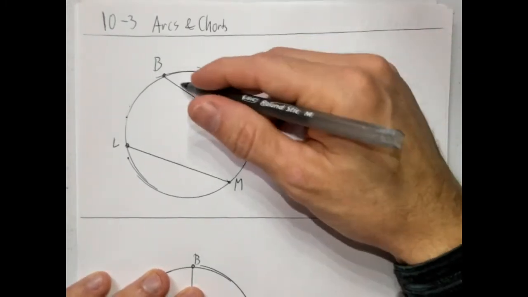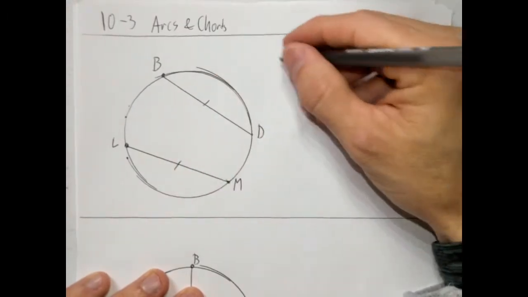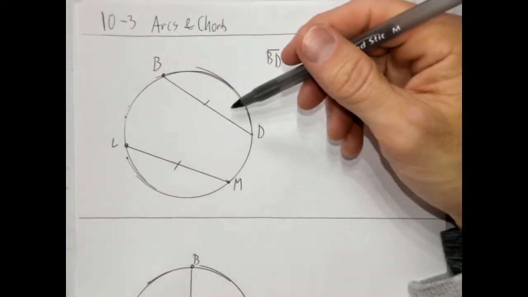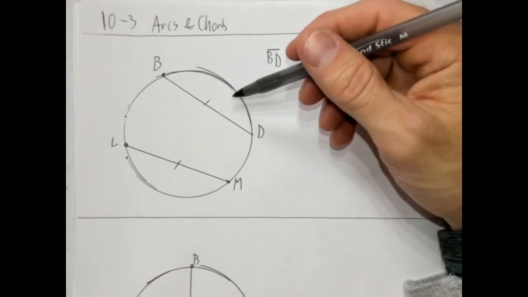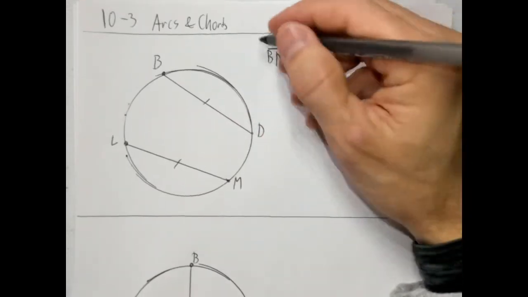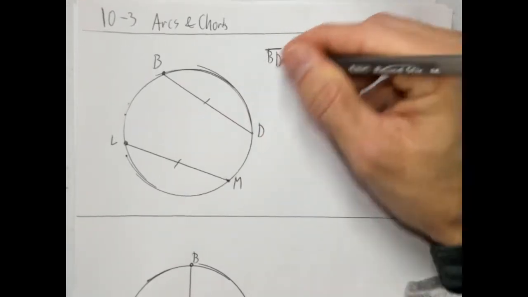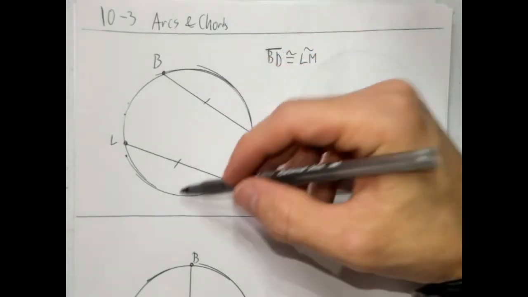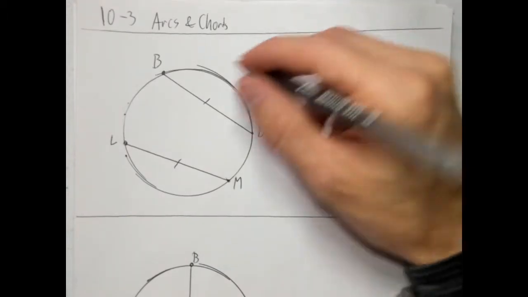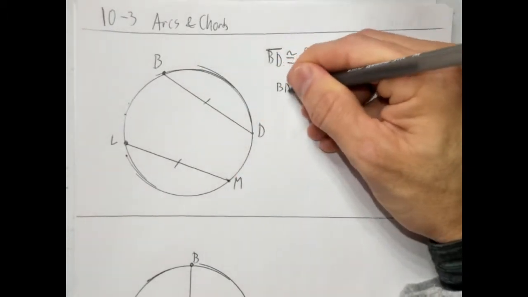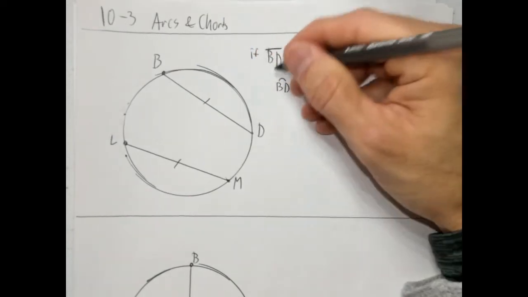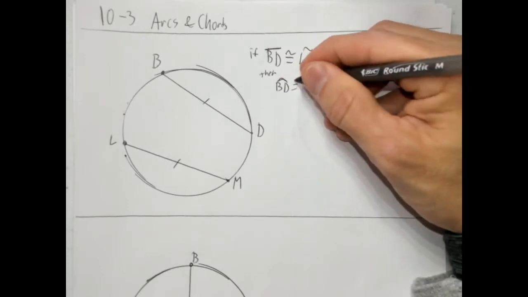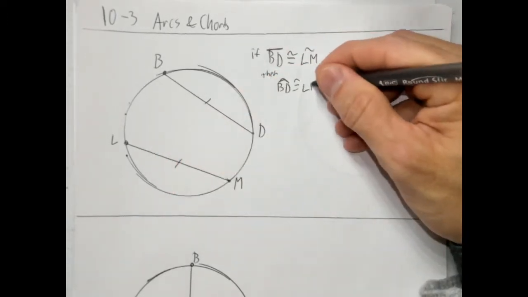So for example here, let's just say BD was congruent to LM. These are obviously both chords because their endpoints are both located on the circle itself. And we don't have a center of the circle, so we can't identify it, unfortunately. So BD is congruent to LM. If that's the case, then we can say the corresponding arcs would also be congruent. So we would say, if these are congruent, then arc BD would be congruent to arc LM.